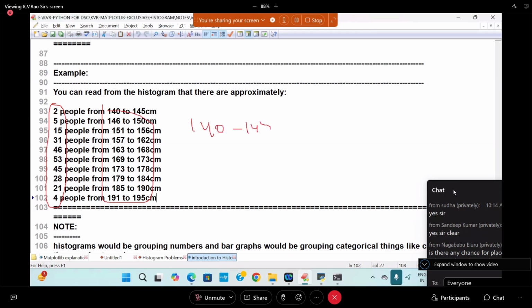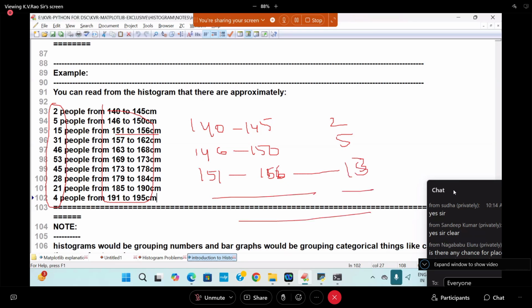For 140 to 145, what is the value? 2. They are saying 140 and 145 are included. Next, 146 to 150, what is the value? 5. They have given it very specifically here. 151 to 162, giving what? 31. Then 151 to 156, how much? 15. Like that, you need to take up this value. You know how to represent it. Are you following me? Right.